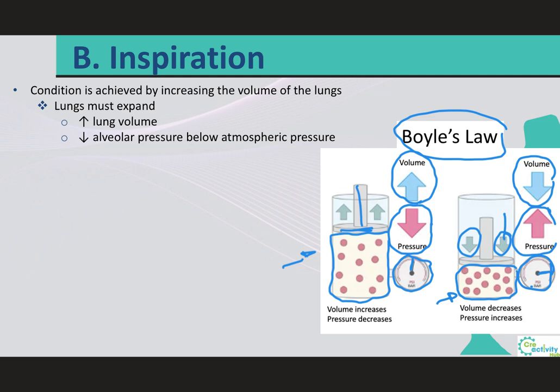Conversely, if the piston is raised to increase the volume, then the pressure decreases. And therefore, we can say that the pressure of a gas will vary inversely with the volume. So therefore, for you to be able to inspire air, to get more air into your lungs, they must be able to expand, so they must be able to increase the volume. And therefore, if you're increasing the volume, then the alveolar pressure will fall below the atmospheric pressure, and this allows the air to enter into the lungs.